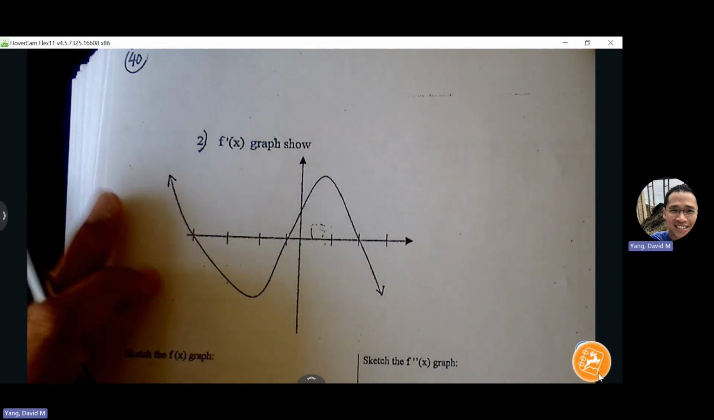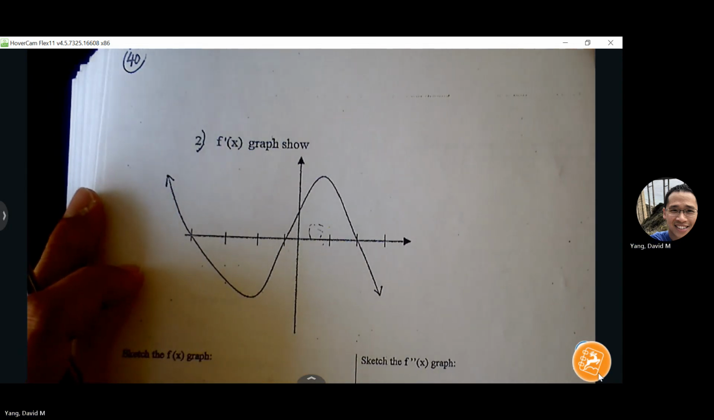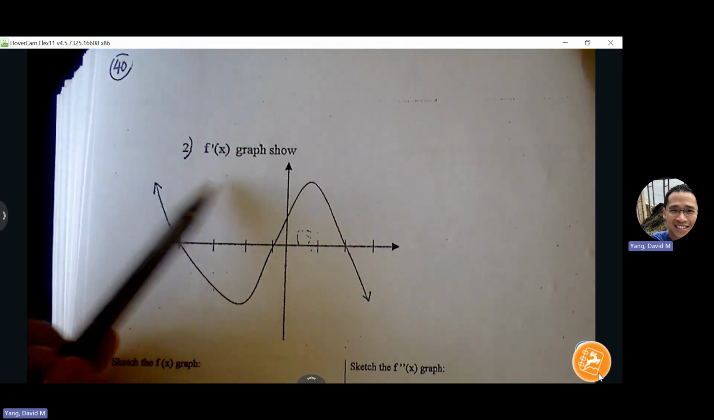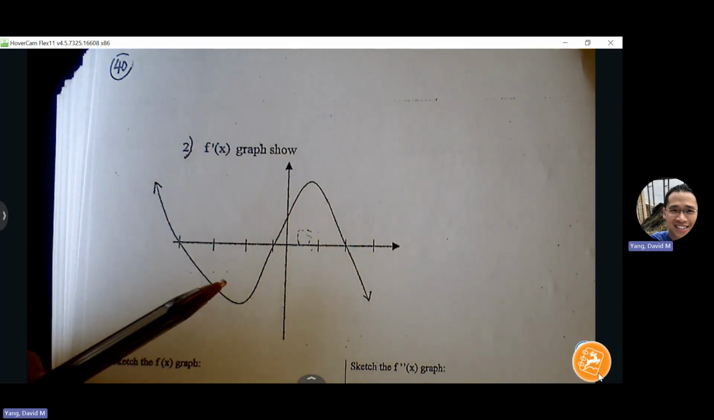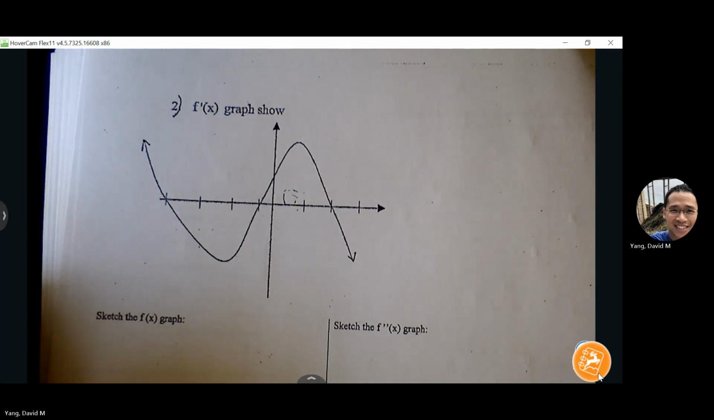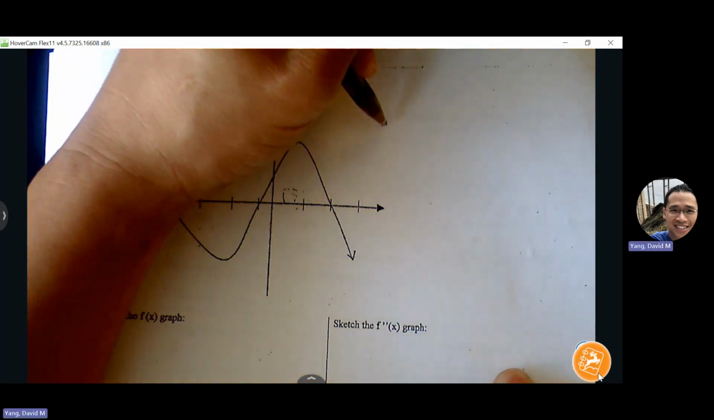Okay, we're gonna review from last Friday. Just get some more practice with, given the f prime graph, can we sketch the f of x and the f double prime graph? Okay, so look at the f prime graph. Let's go ahead and label.